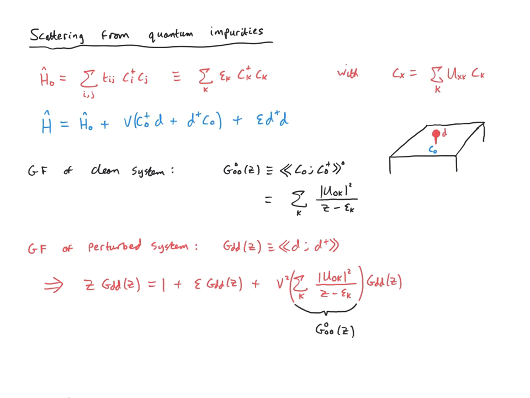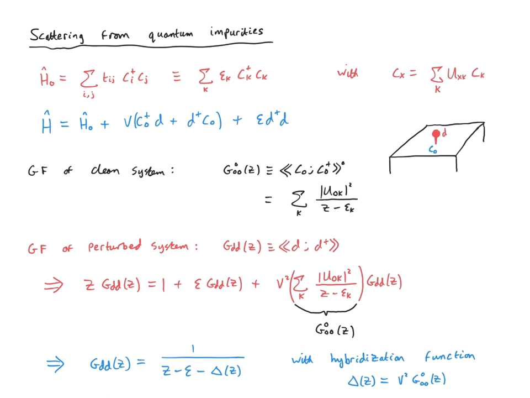And now we can collect all of the factors of gdd on one side and find our final expression. We can write that gdd is equal to 1 over z minus epsilon minus a hybridization function delta, which here I've defined as being v squared times the local Green's function of the C electrons at the impurity position in the clean system without the impurity.